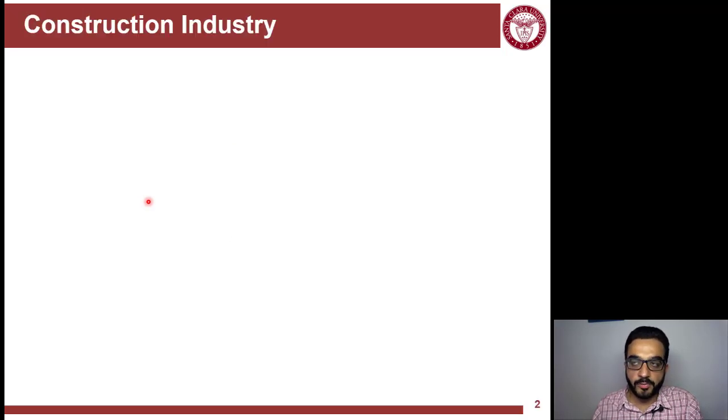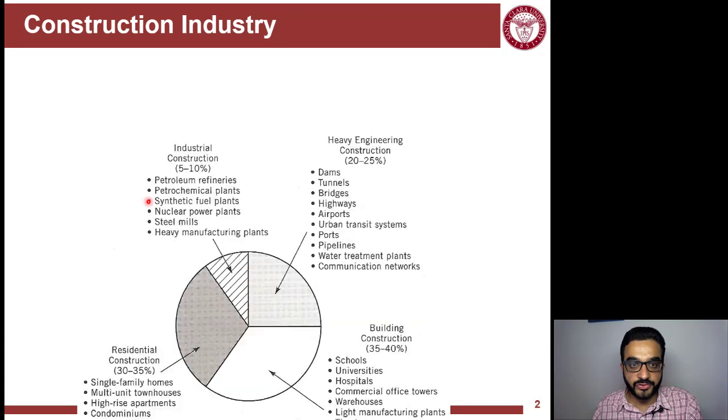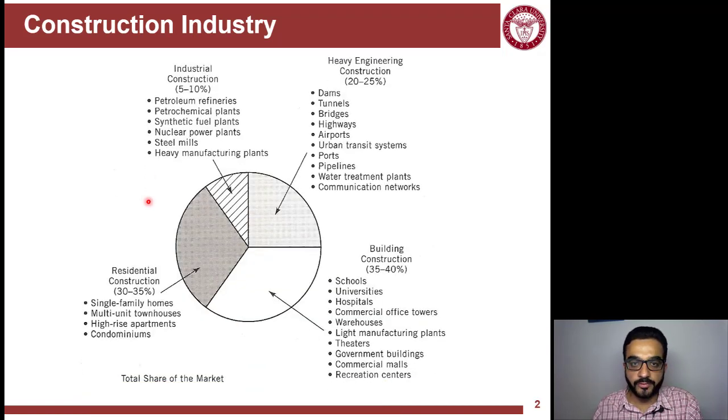So the first thing to talk about is the construction industry, which is a huge part of the economy of any country. And it's made up mainly of residential construction and commercial building construction. These form around 3/4 or even more than that, depending on the economy. But there are other important segments of the construction industry.